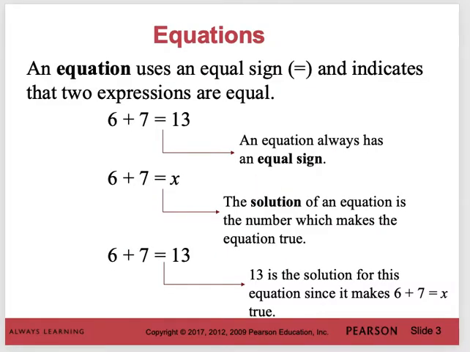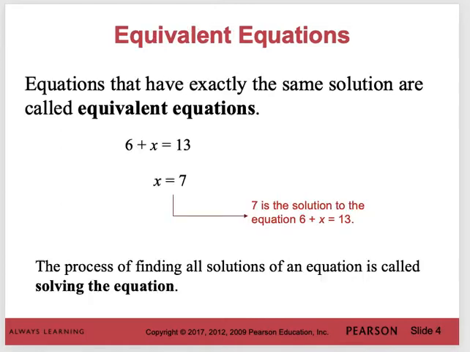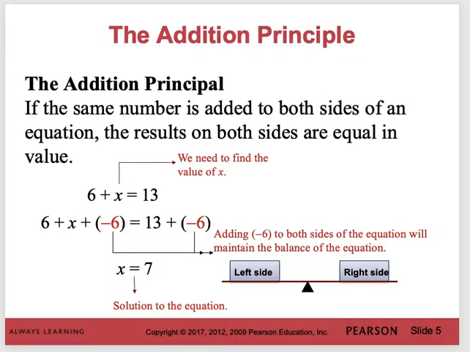It begins by describing what an equation is. An equation uses an equal sign, as compared to an expression, which does not use an equal sign. An equation represents that the side on the left and the side on the right are equivalent to one another. A solution is what makes the equation true. Equations that have exactly the same solution are called equivalent equations. You can find these solutions by solving the equation.